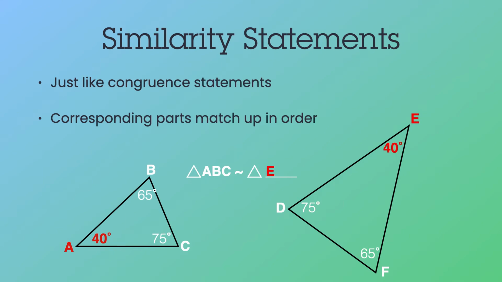The second letter in our first triangle name is B. So we'll find angle B, that's 65 degrees. We'll look to the other triangle, find the other 65-degree angle. That's angle F, so F will be the second letter we use. And then C, last but not least, 75-degree angle. So we'll find the 75-degree angle in the other triangle, and it's angle D. So D is our third letter.